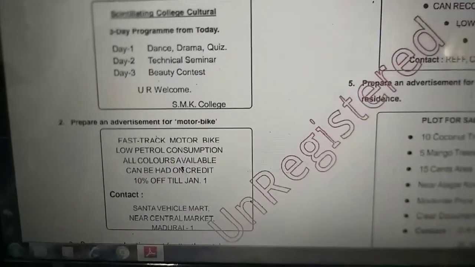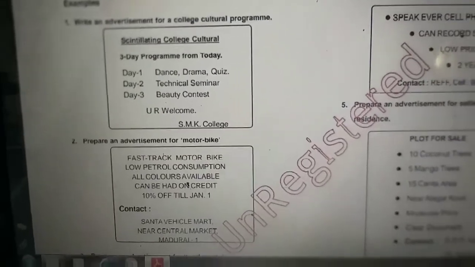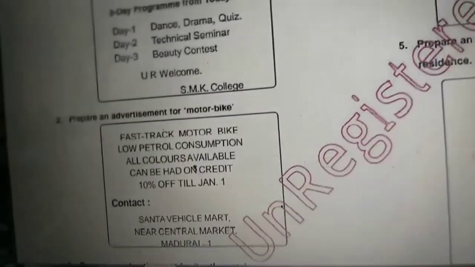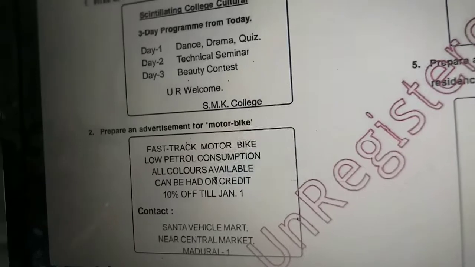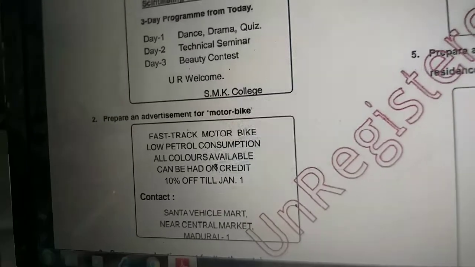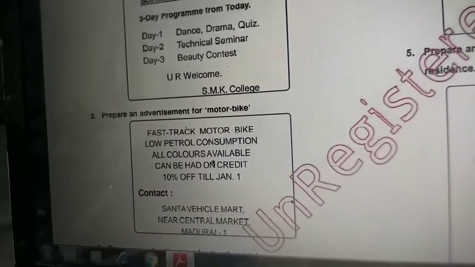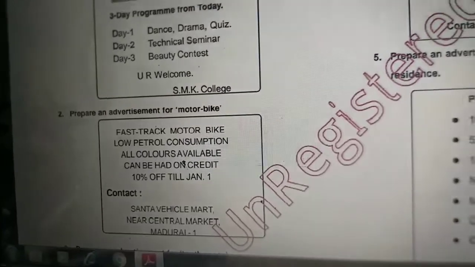And the second advertisement is for a motorbike. So for a motorbike, what all the things that you need to mention is the quality of the bike, the speed of the bike, and the model, how recent a model it is. And also never forget to mention the contact details.